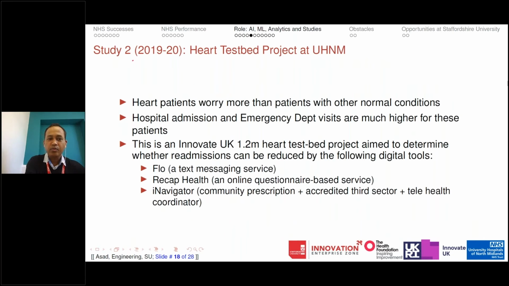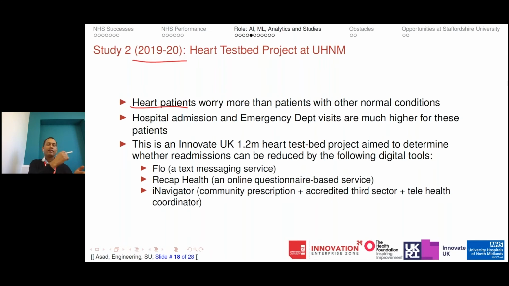The second project I was involved in was recent. The project completed last year. We all know that heart patients worry more than patients with other normal conditions.